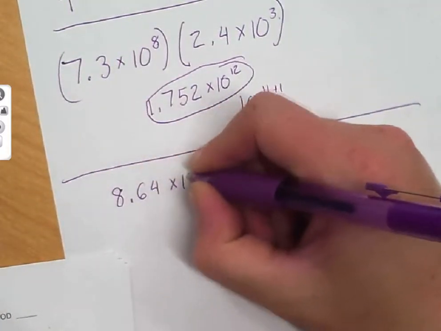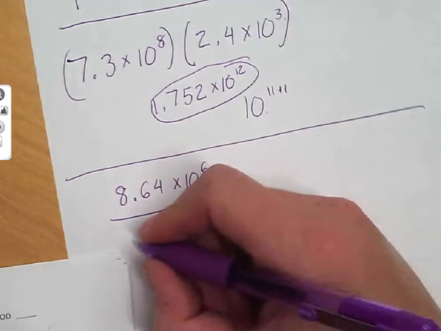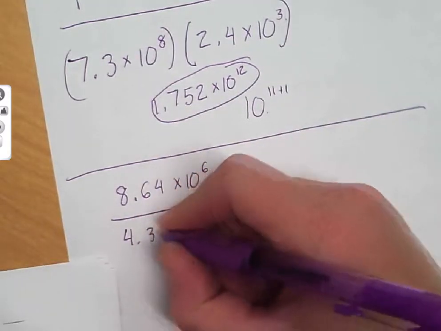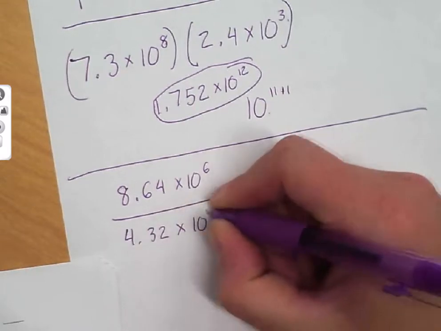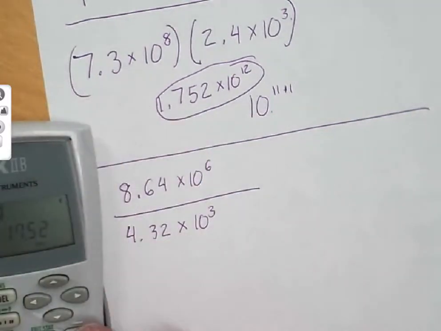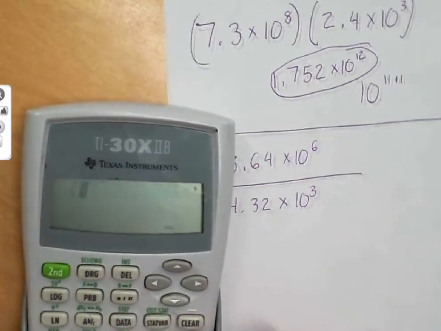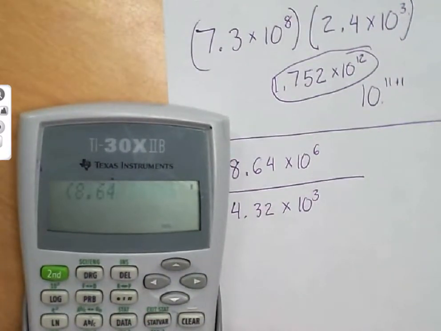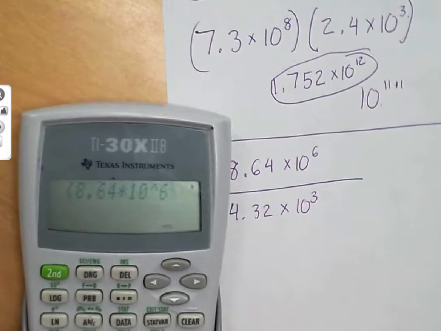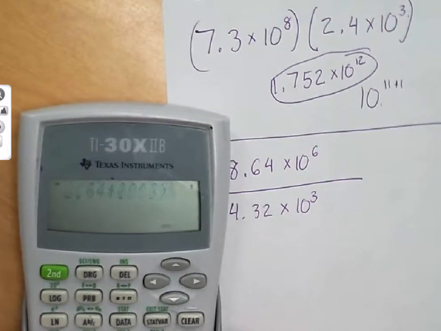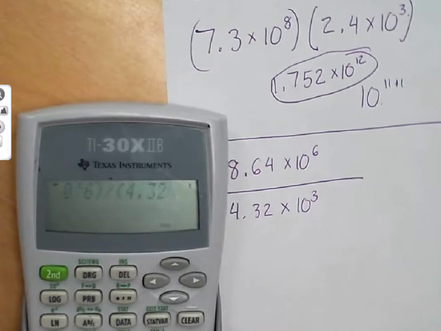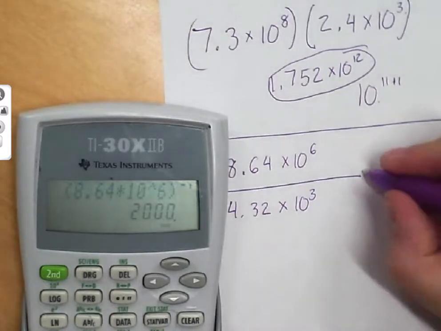8.64 times 10 to the 6th divided by 4.32 times 10 to the 3rd. Always use parentheses. Open parenthesis 8.64 times 10 caret 6, close parenthesis, divided by open parenthesis. Emphasis again, you have to get those parentheses. 4.32 times 10 caret 3, close parenthesis, gives us a nice 2,000.